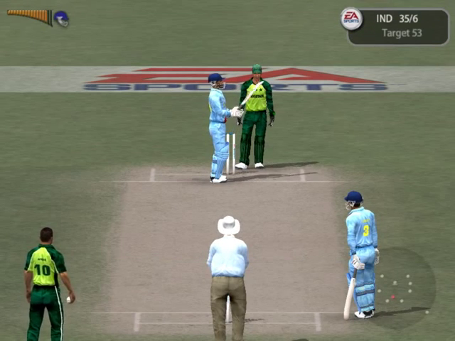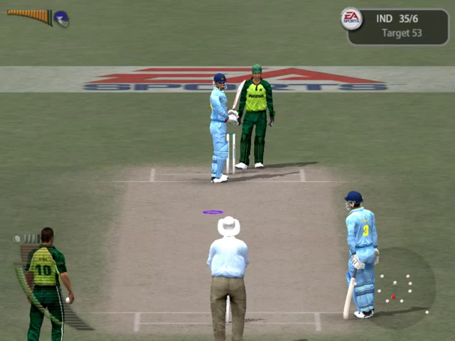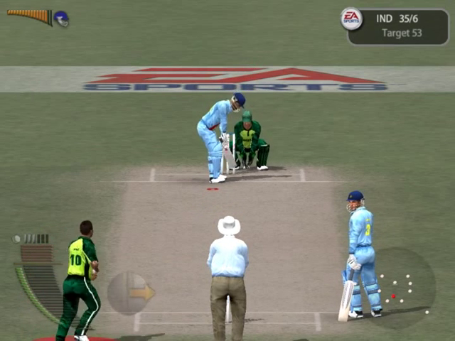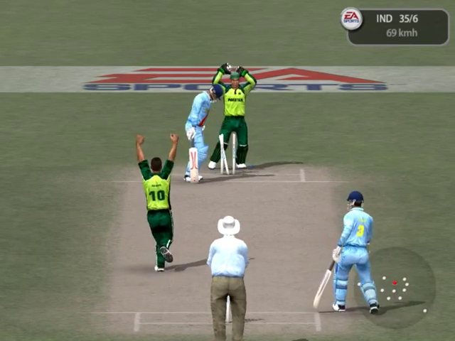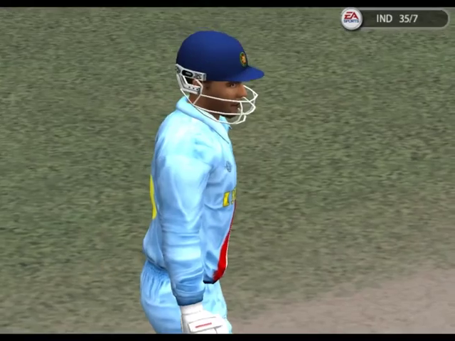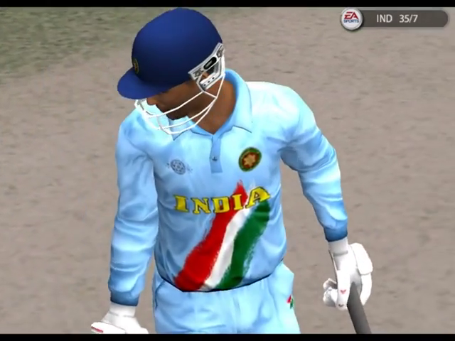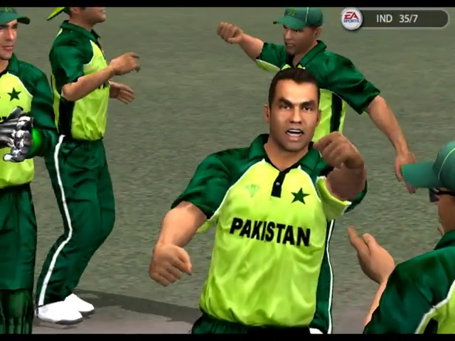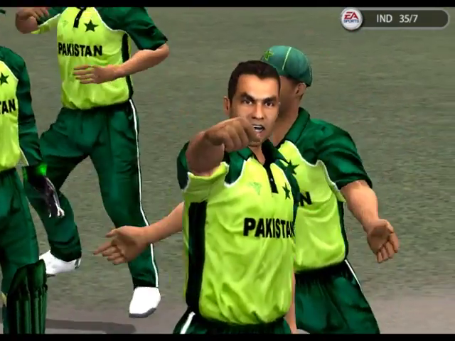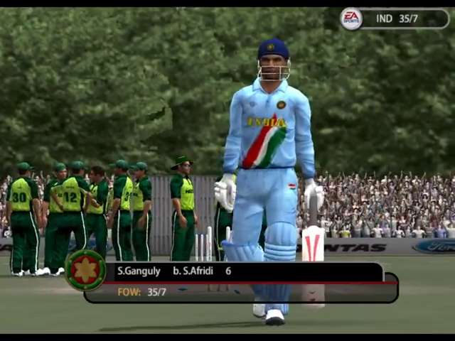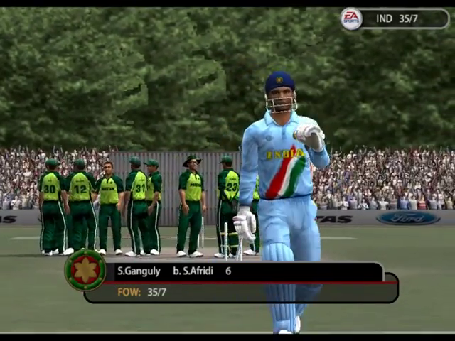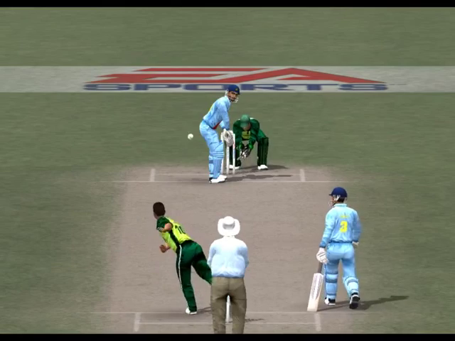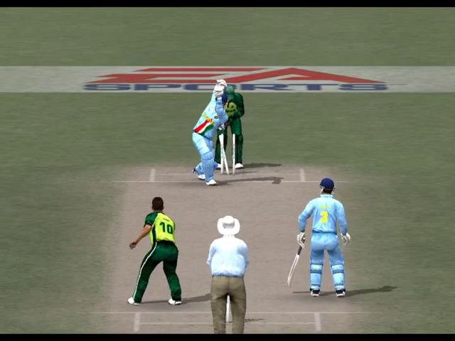Shahid Afridi to bowl his wrist spin. Made a mess of the stumps. Shahid Afridi gets his third wicket. Ganguly goes for only 6. Now that the tail is exposed, they need to keep it tight in the field and not give away any bonus runs. This was how the innings ended for Ganguly.